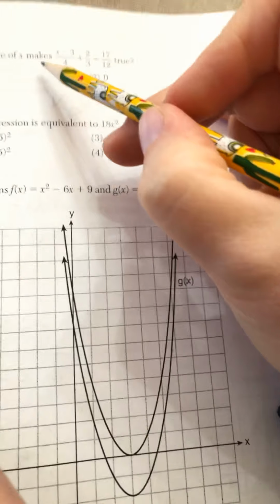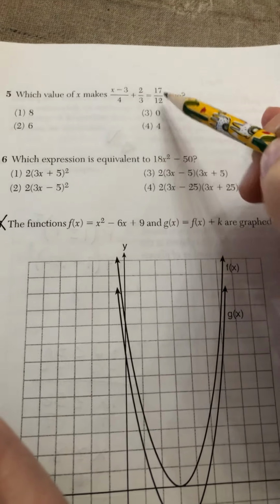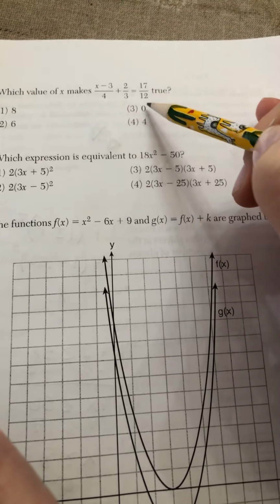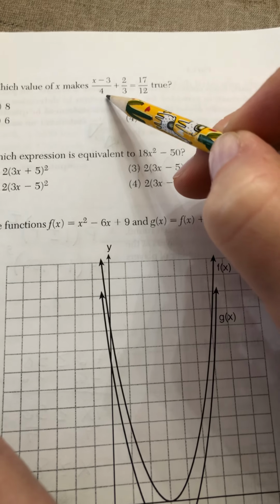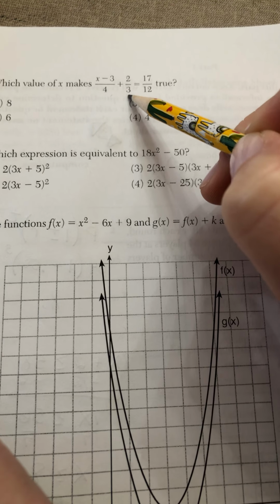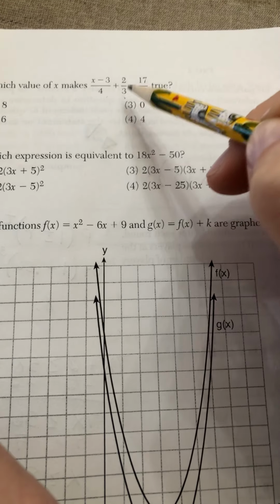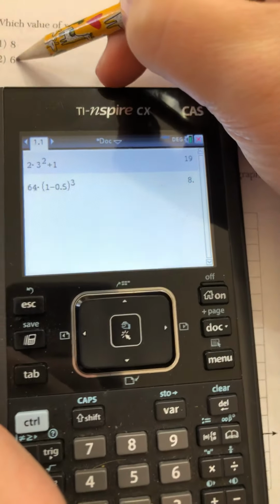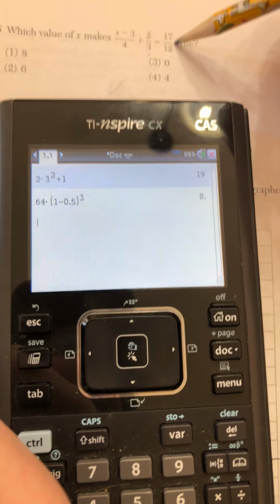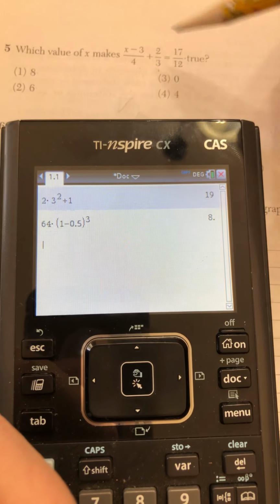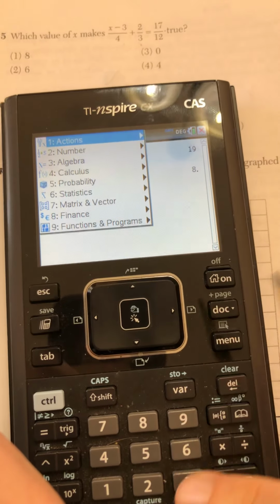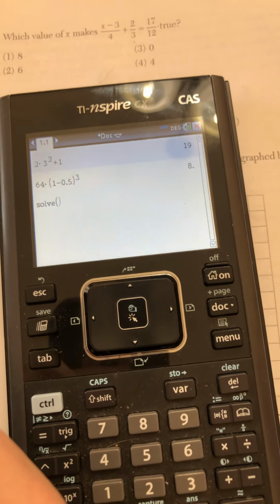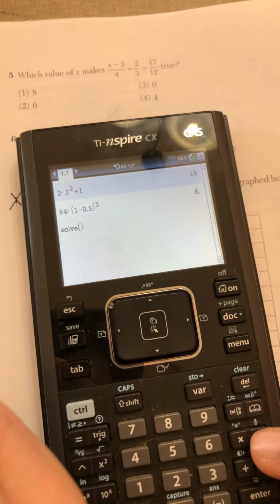Taking a look at number 5. Which value of x makes this true? Guys, nobody wants to do this equation that has fractions in it. We could, okay? But what I would do is I would go right to my calculator. You could either take these 4 answers and plug them in, and it'll say true, or you could use our little handy dandy menu 3, 1, and solve. So I'm going to solve it really fast.